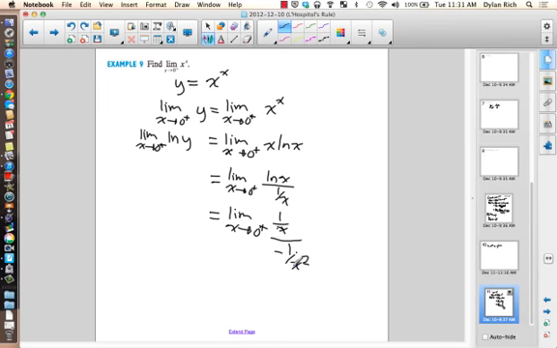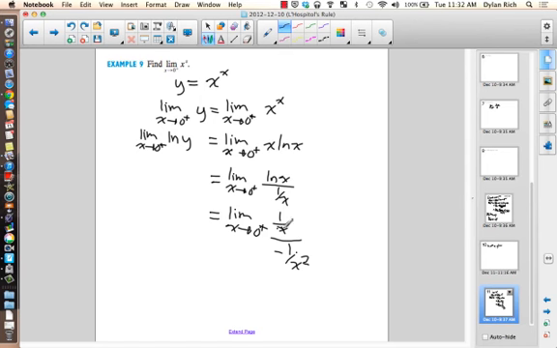I can use L'Hopital's rule again, can't I? So should I? No. Why not? Because I can simplify it. Negative x squared over x, which is negative x. The problem with this one is I couldn't simplify it, but when I took the derivative, I can simplify it. Don't blindly do L'Hopital's rule.